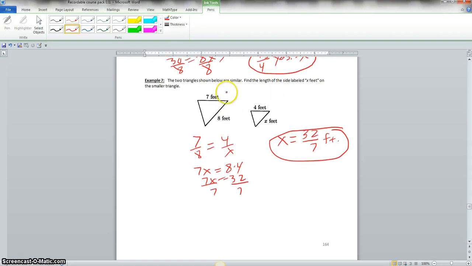Now example 7 is basically the same thing. We have 7 over 8, 7 and 4 are proportional, 8 and x are proportional. We cross multiply: 7 times x is 7x, 8 times 4 will give you 32. So we have 7x equals 32, divide each side by 7, and we have x is equal to 32 over 7. I would suggest leaving this as a fraction because for one thing, you would have to do some rounding here, and it doesn't ask us to round, so we could just leave it as the fraction.